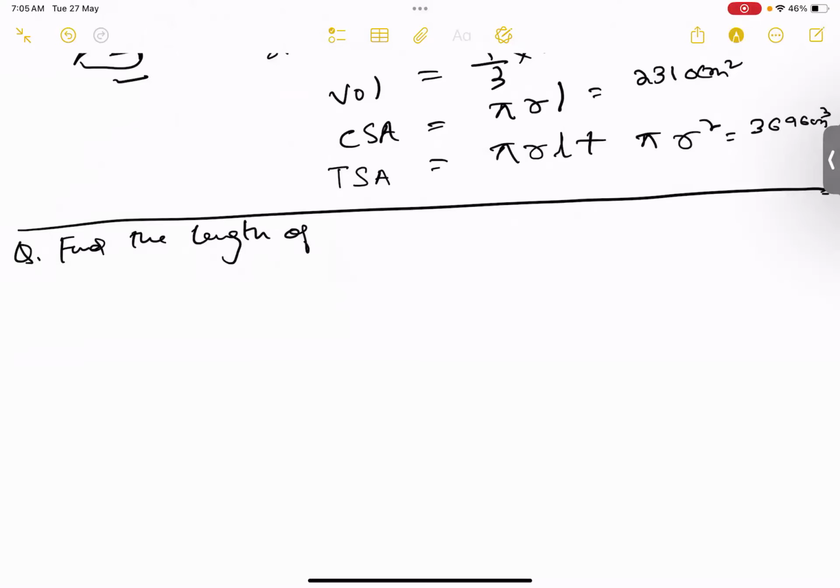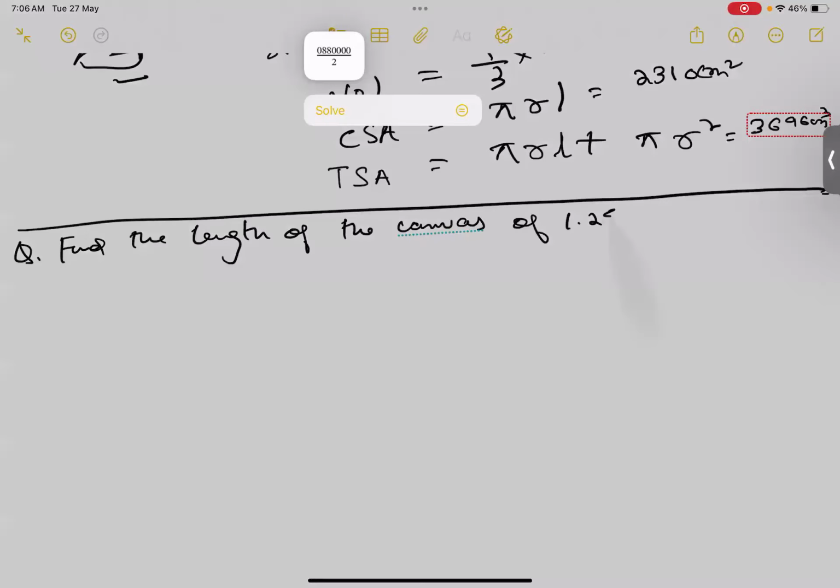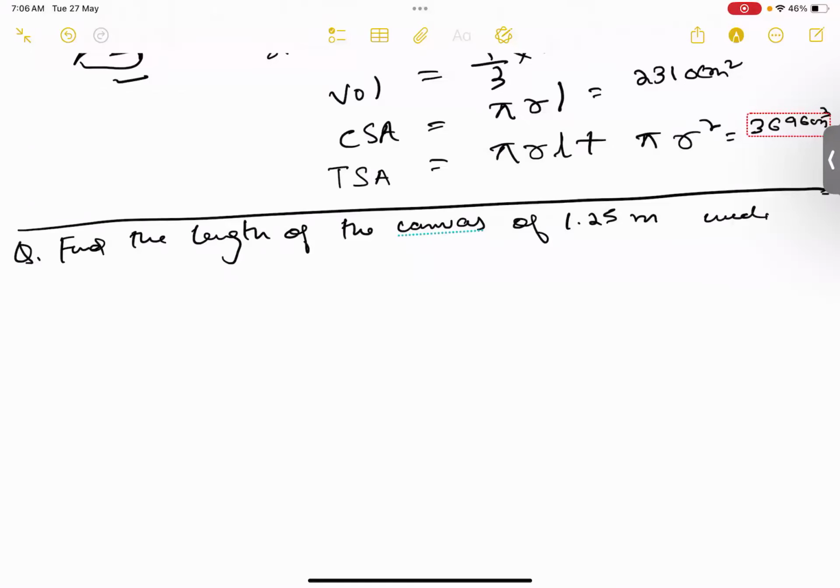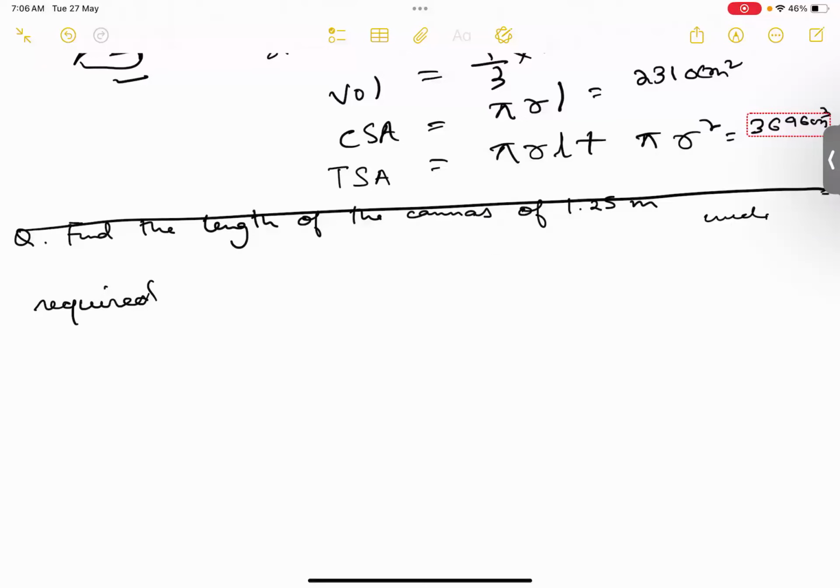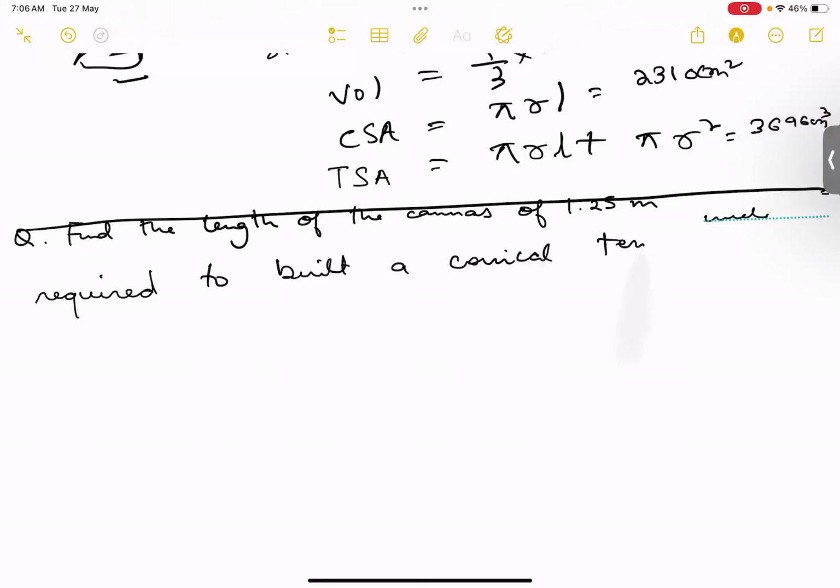Question is, find the length of the canvas of 1.25 meter wide required to build a conical tent of base radius 7 meter and height 24 meter.